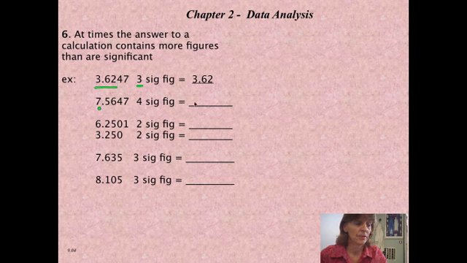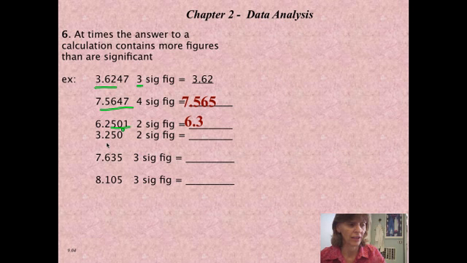Let's look at this number, 7.5647. For 4 sig figs, you would write 7.565. The digit that you're rounding off is more than half, and so you need to round up to leave behind a 5. The next one, 6.2501 to 2 sig figs, is 6.3, because you rounded off the 501, which is more than half again.